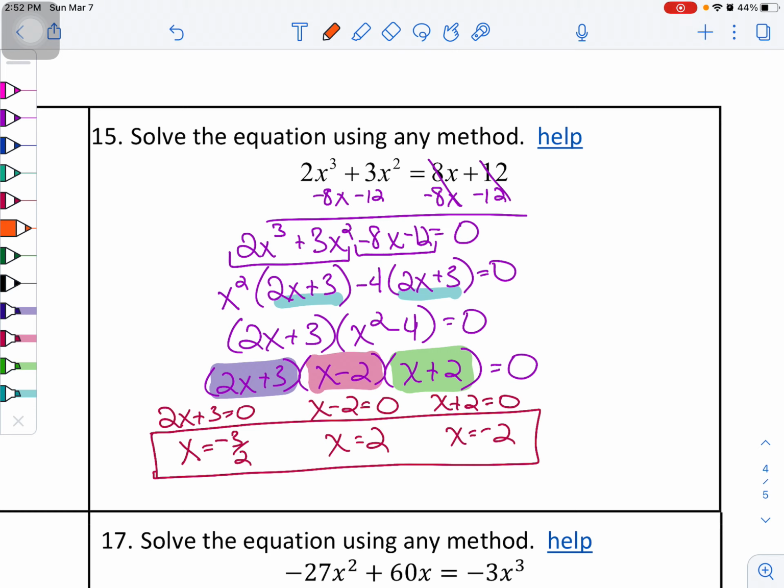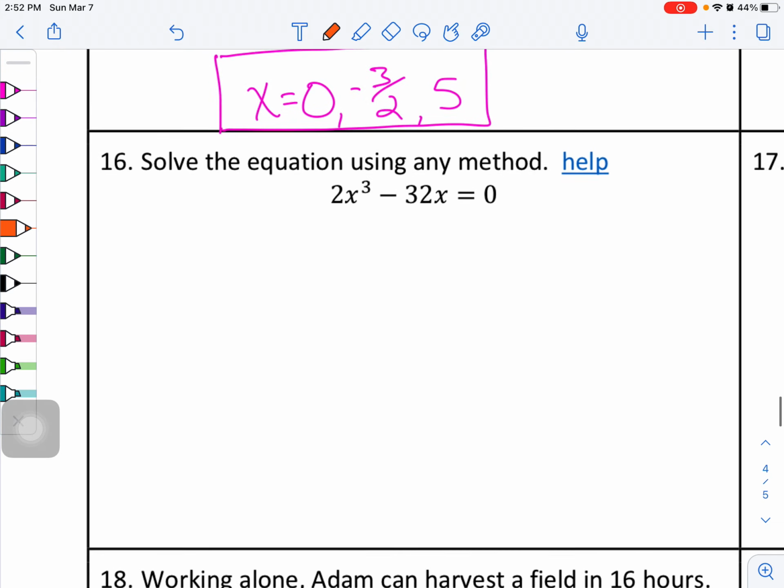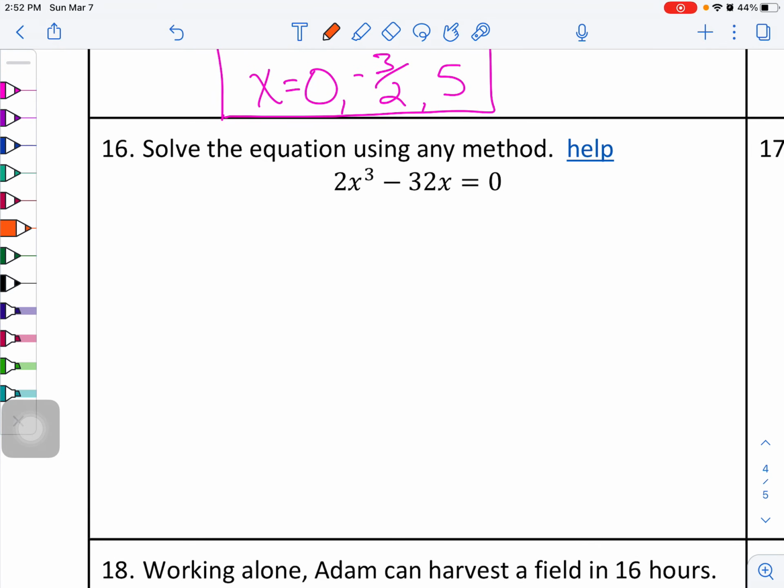To fit with my lazy streak, I'm just going to go ahead and box up all 3 of those answers. So number 15 is now done. We had to set it equal to 0 first, factor by grouping, factor the difference of perfect squares further, and then once it's all factored, set each factor equal to 0 and solve. All right, let's slide on down to 16.